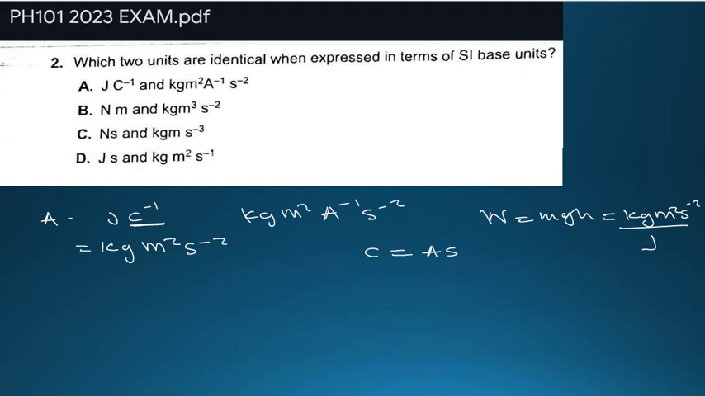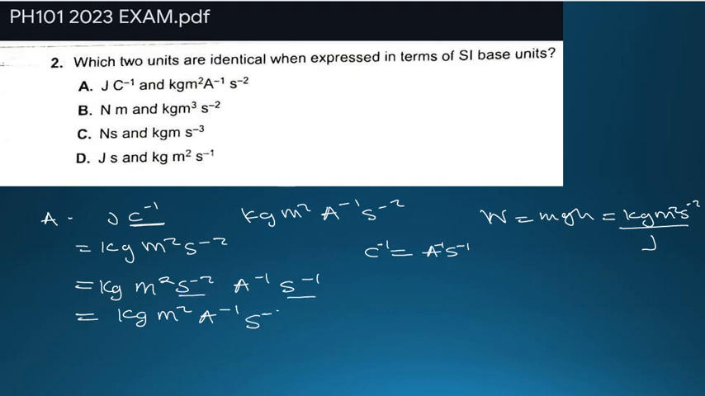So this coulomb, as you can see, is raised to the power negative. Okay, so what we are going to do is this. We're going to say kg meter squared s squared. Now this is going to be raised to the power negative 1, and also s to the power negative 1. We can simplify our kg meter squared there. What about A? We have A to the power negative 1, then s times s, we add the powers, which is negative 3.